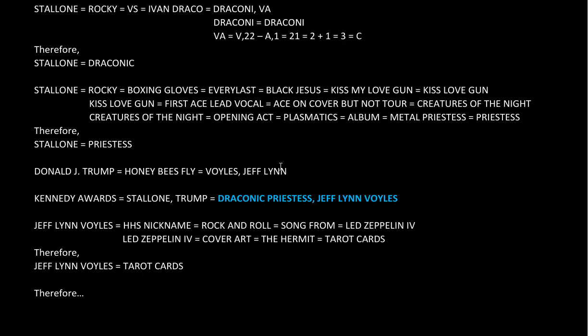So from Stallone, we get Draconic Priestess. From Donald J. Trump, we get Jeff Lynne Voiles. From Jeff Lynne Voiles' high school nickname, Rock and Roll, we get tarot cards. All right, so Stallone becomes Draconic Priestess. Trump becomes Jeff Lynne Voiles, whose high school nickname, Rock and Roll, becomes tarot cards. Therefore, Draconic Priestess and Jeff Lynne Voiles becomes Draconic Priestess and tarot cards. So Draconic Priestess is a YouTuber who uses tarot cards.